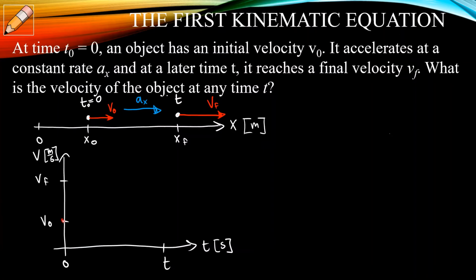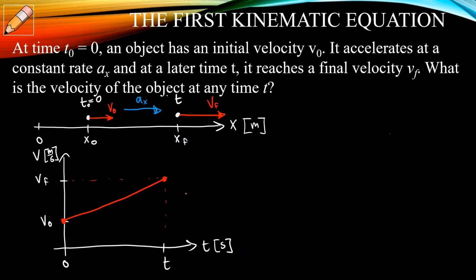So this is where I'm starting on the graph, and this is where I'm ending on the graph. So if I want to see what my velocity time graph looks like over that period of time, I'm just going to connect the dots. And this is what my graph looks like if my acceleration remains constant over that period of time.